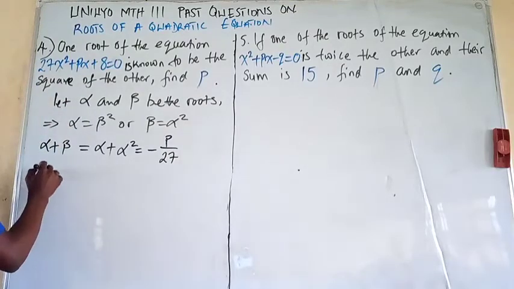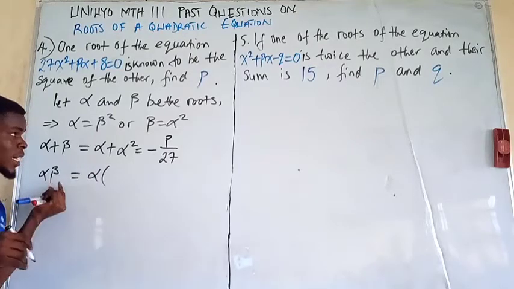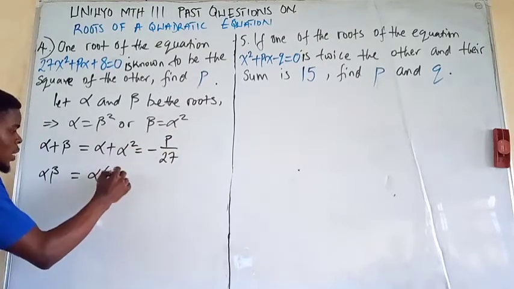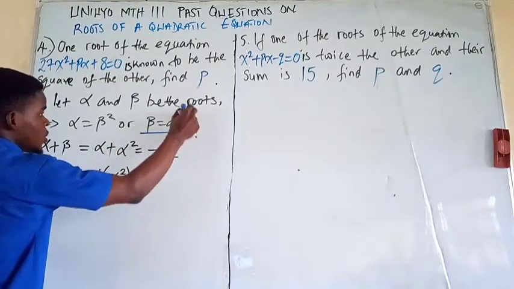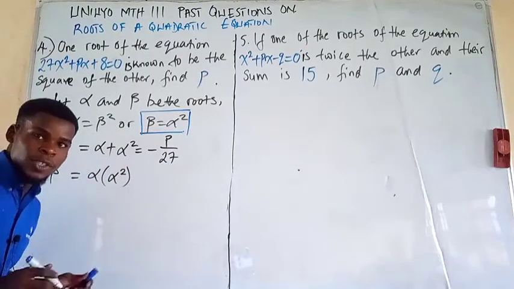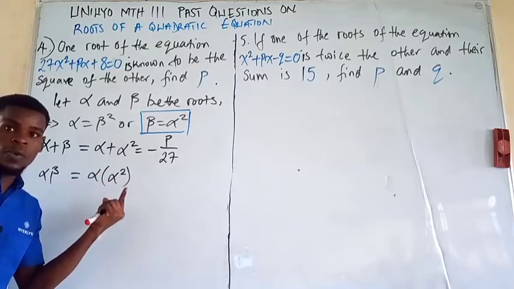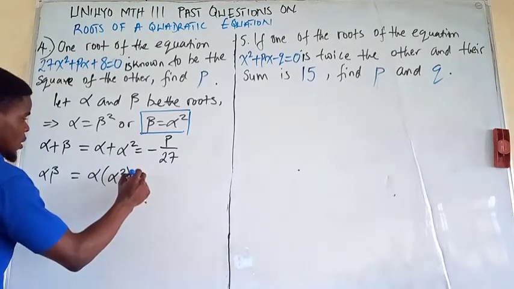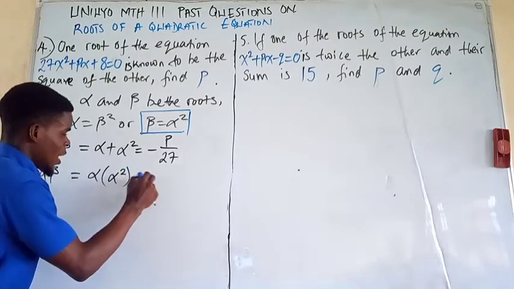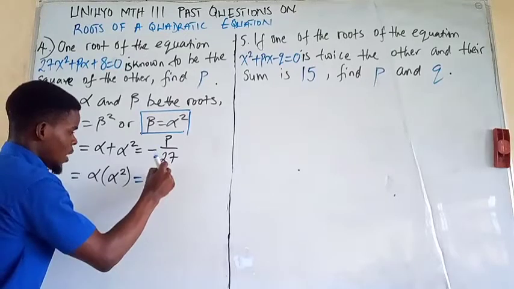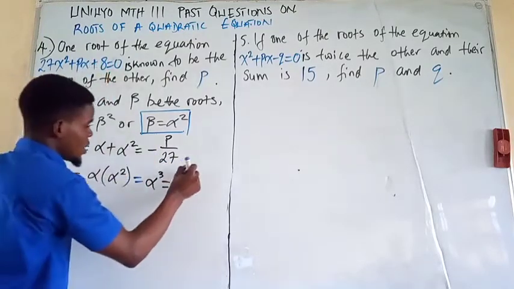And their product, alpha times beta, will be alpha times, where beta is alpha square, alright? So that is alpha square. So I'm picking this one. I'm working with this. You can still work with beta, there is no problem. It's just a notation. I decide to just work with alpha, right? So if you multiply these two things together, you're going to have alpha cubed, which is the same thing as c over a. In this case it is 8 over 27.